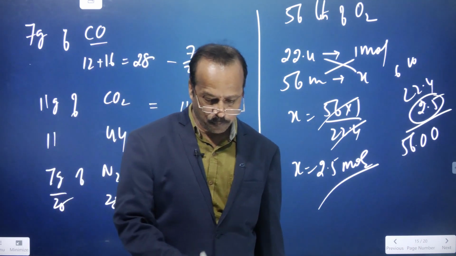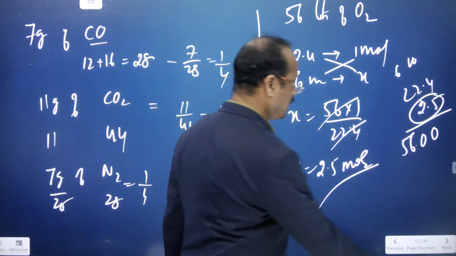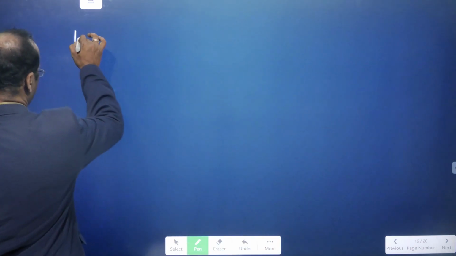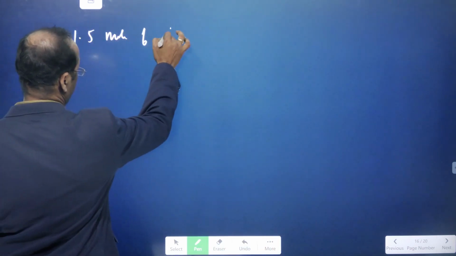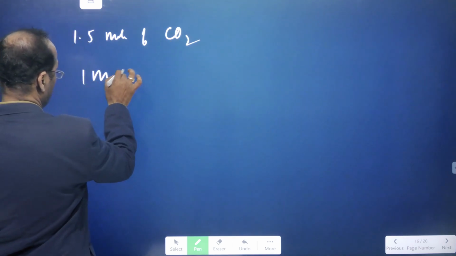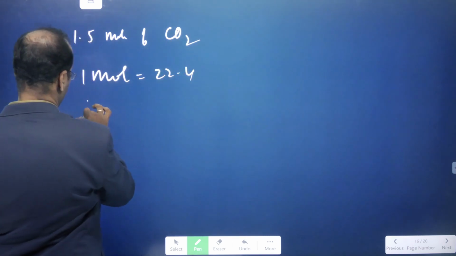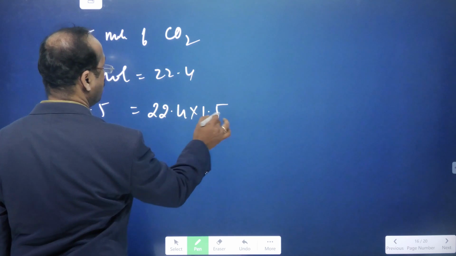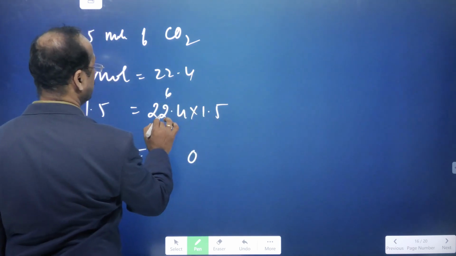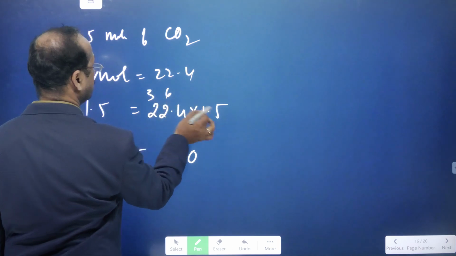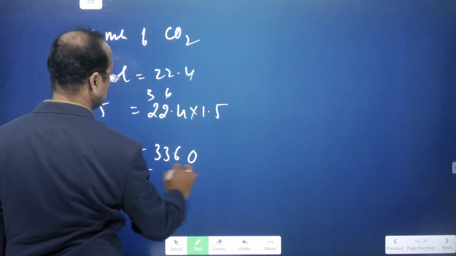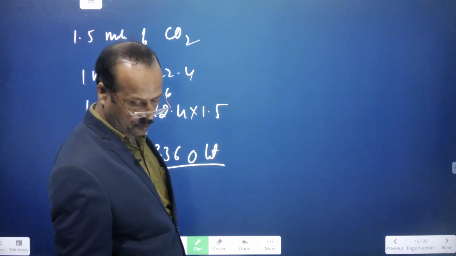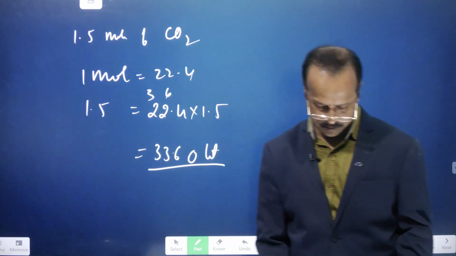Next, the volume occupied by 1.5 moles of carbon dioxide. You know that 1 mole is equal to 22.4 liters. So 1.5 moles is 22.4 liters into 1.5, just multiplication. 15 4s are 60, 15 2s are 30 plus 6, 36, 15 2s are 30 plus 3, 33. Point after 2 digits. So the answer is 33.6 liters. Yeah, second option, 33.6 liters.